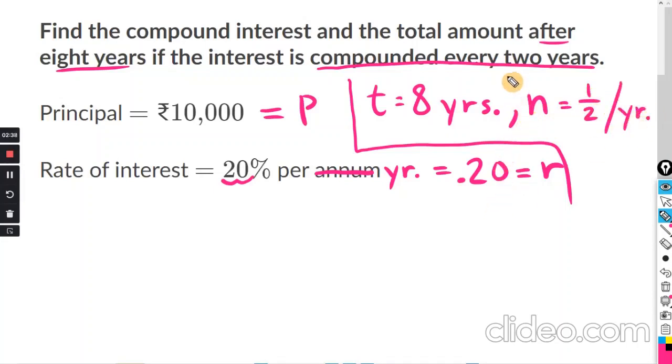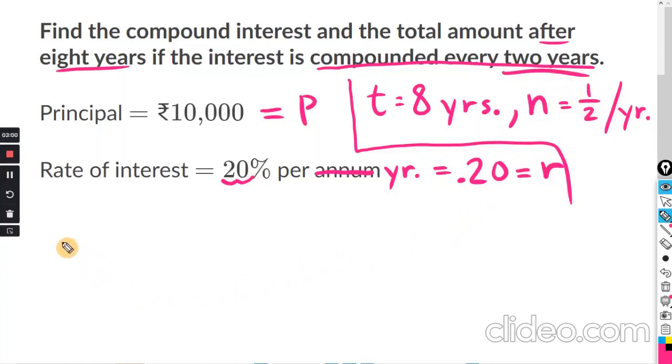If it was every half year, it would be twice a year, so N would be 2. If it was every year, N would be 1. If it's every 2 years, it's going to be half times per year. That's how often it is compounded, how often this is applied. So basically, I took the reciprocal of 2.